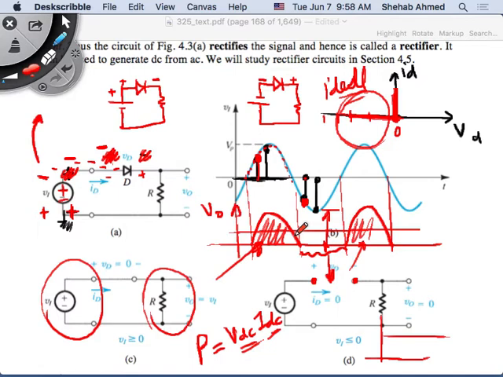Would the peak of the DC voltage be the same as the peak of the AC? Not if we leave it this way, but if we add a capacitor here, we can do that. So the blue graph is the input AC, and the red is the output, but without the capacitor, just the resistor. Okay, we will do the capacitor later, but for now, just the resistor.